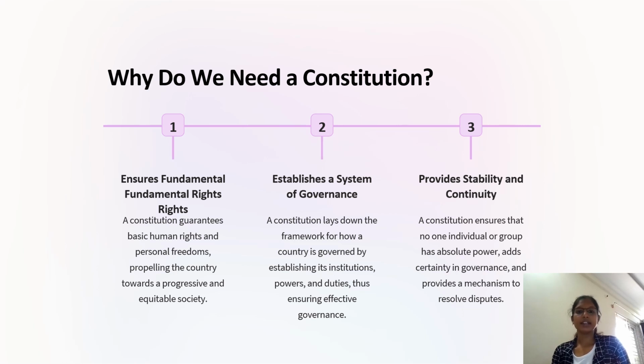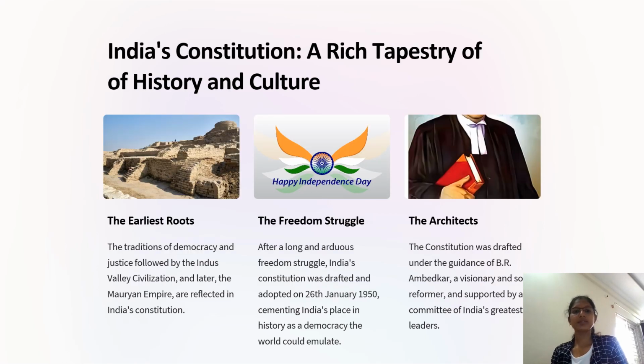It ensures fundamental rights and establishes a system of governance, provides stability and continuity. A constitution guarantees basic human rights and personal freedoms, propelling the country towards a progressive and equitable society. A constitution lays down the framework for how a country is governed by establishing its institutions, powers, and duties, thus ensuring effective governance. The constitution ensures that no one individual or group has absolute power, adds certainty in governance, and provides a mechanism to resolve disputes.